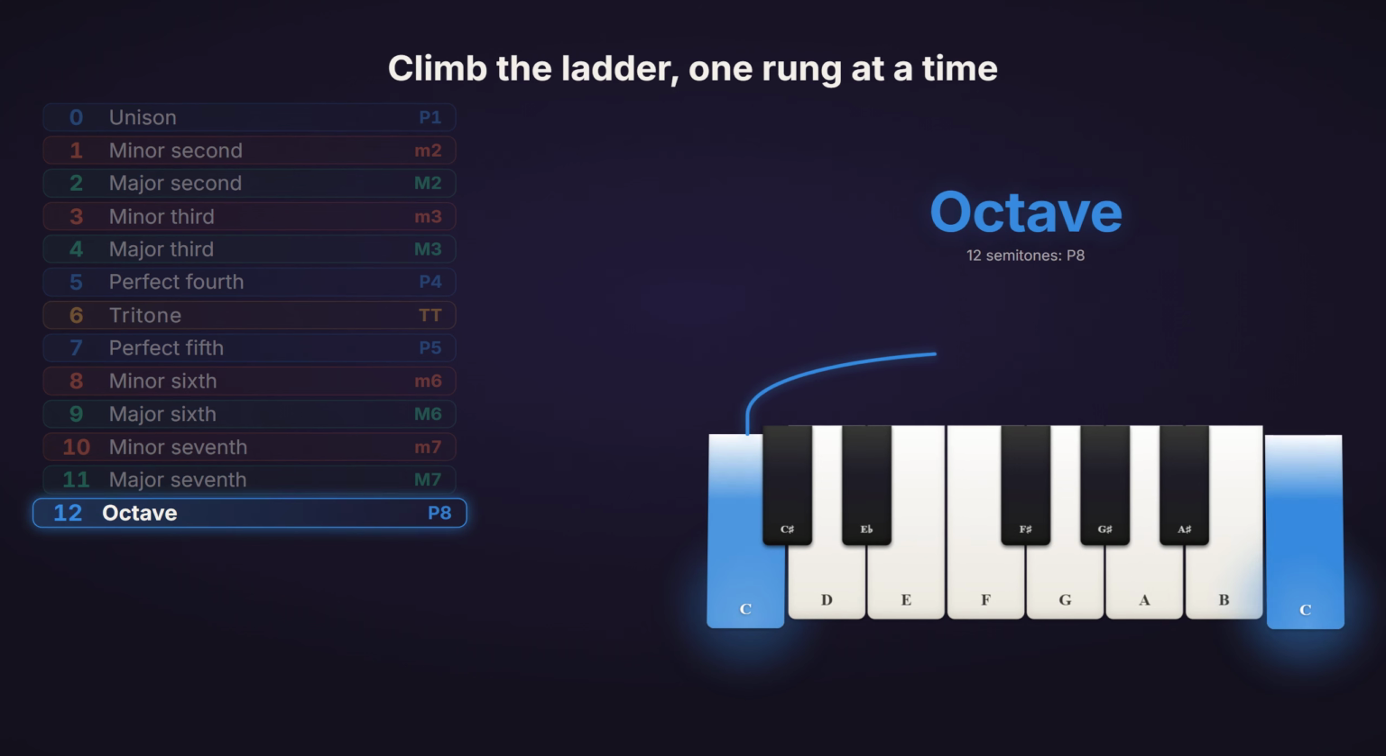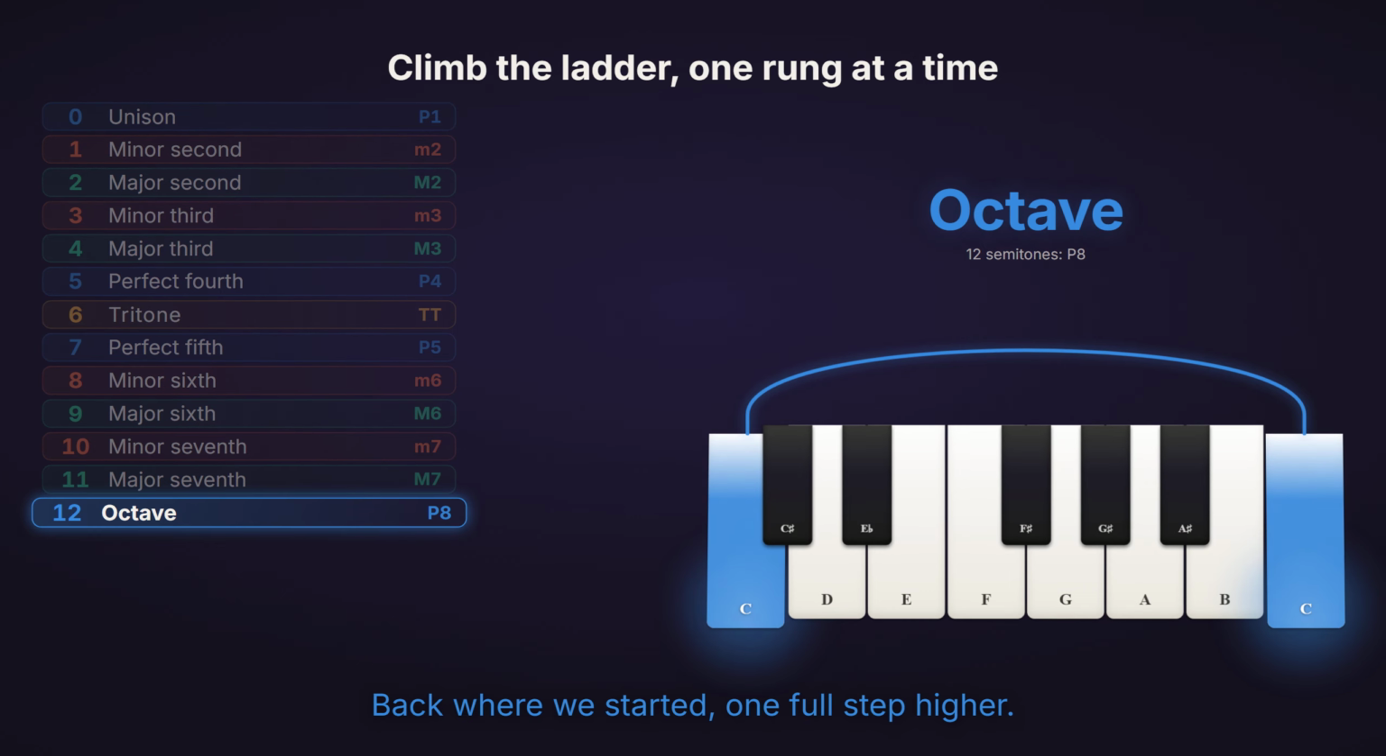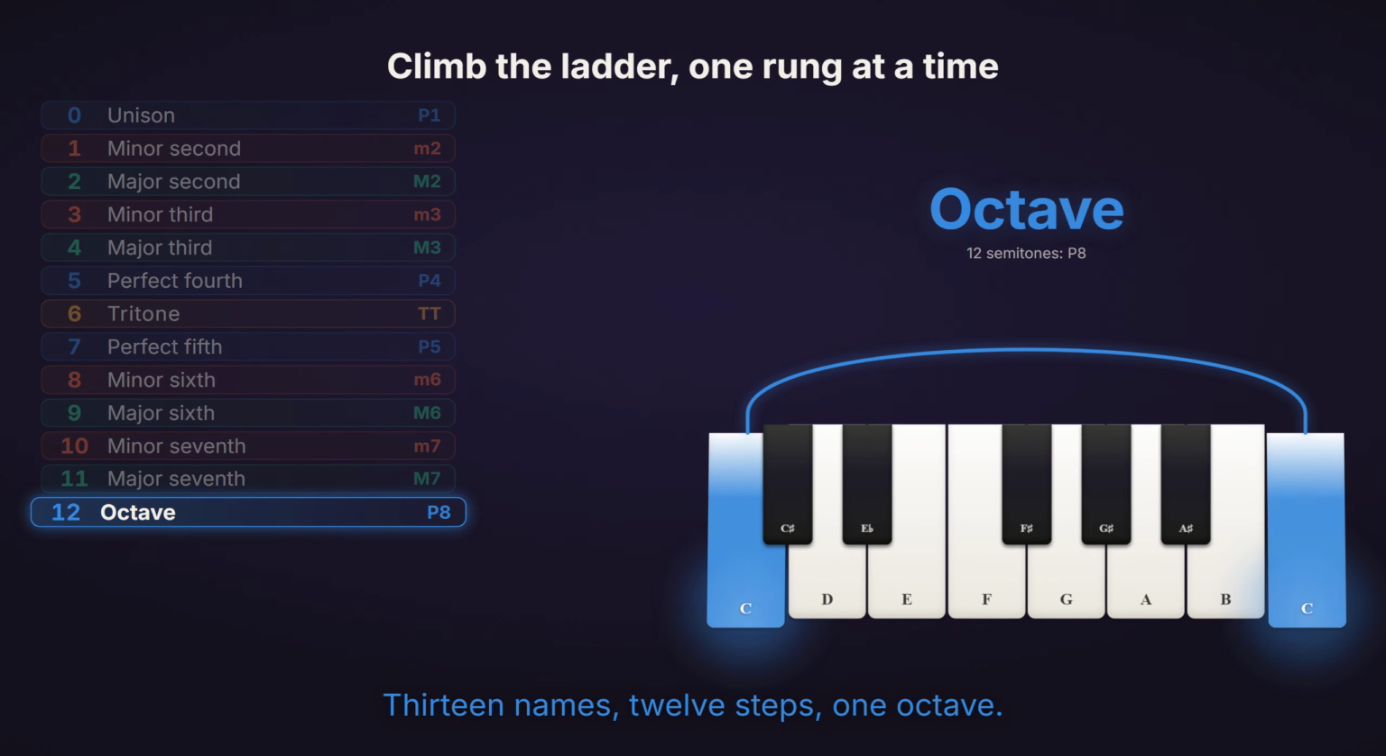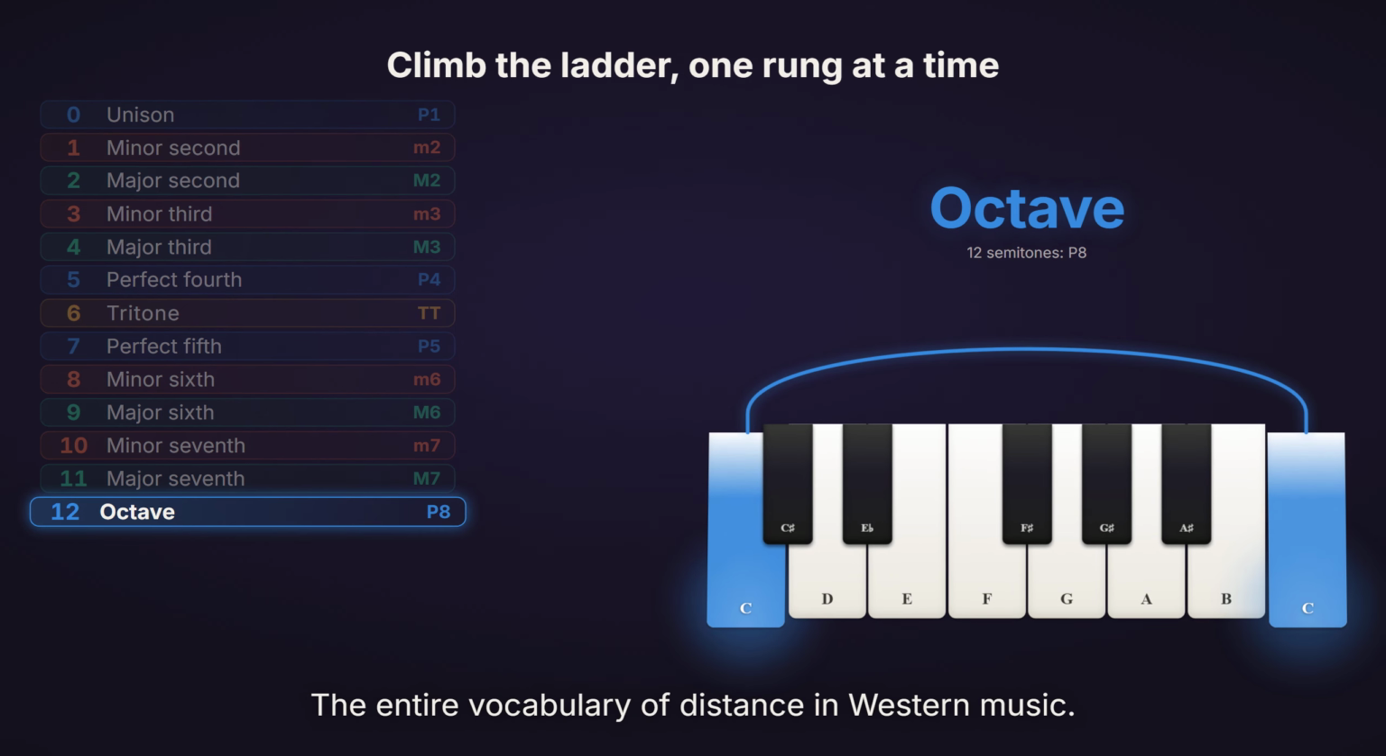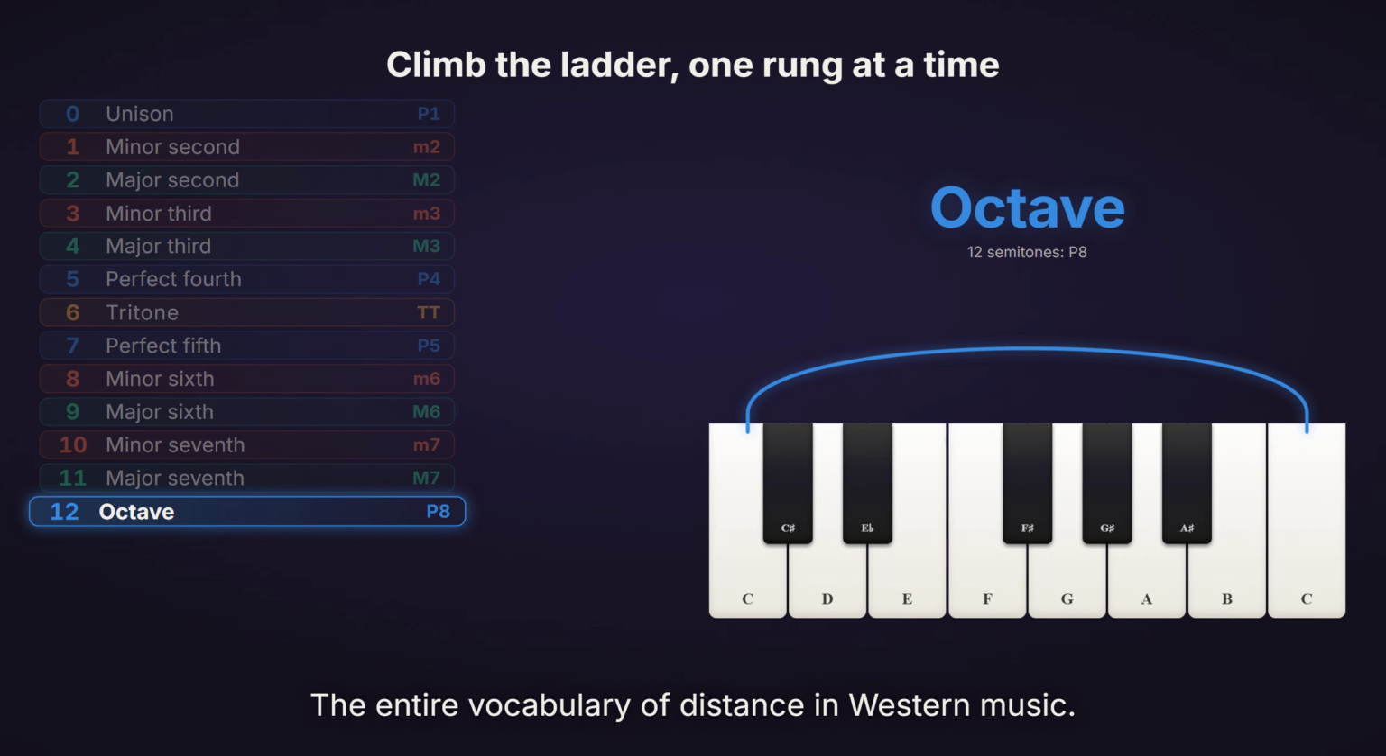And at 12, the octave, the same note again, the journey complete, back where we started but a full step higher. 13 names, 12 steps, 1 octave. That is the entire vocabulary of distance in Western music. Everything else is these same building blocks, stacked, spread, and repeated.